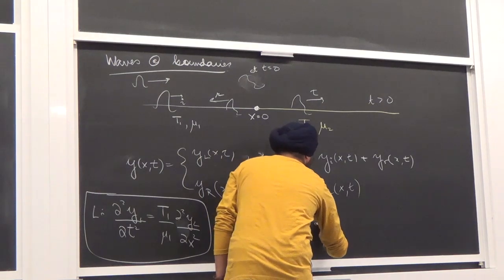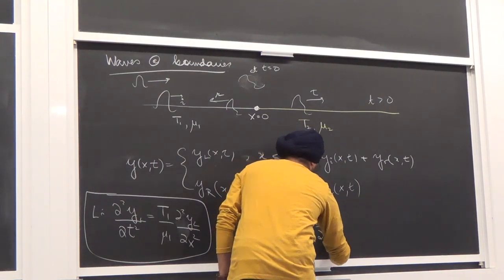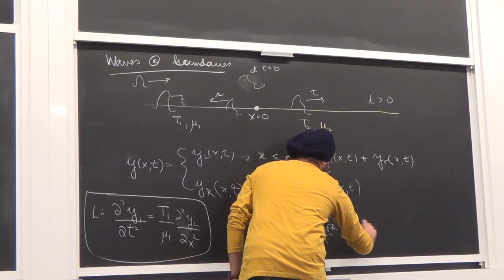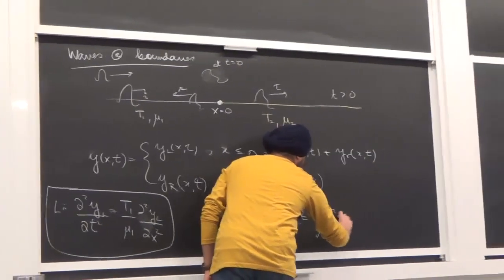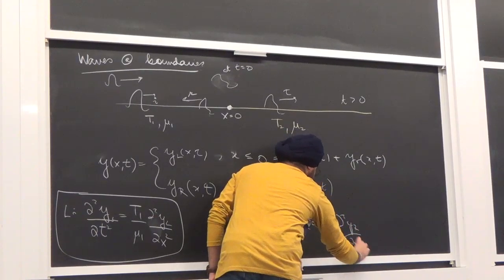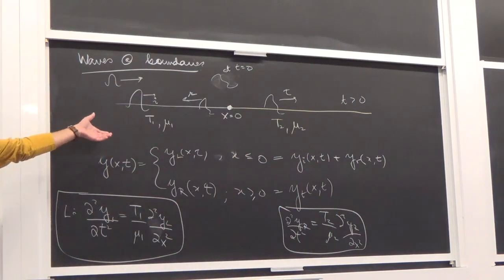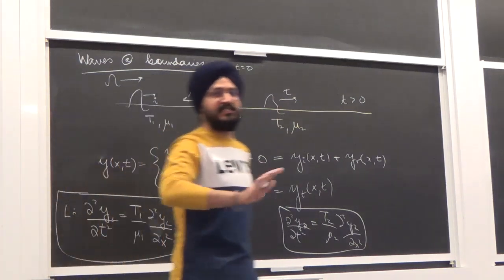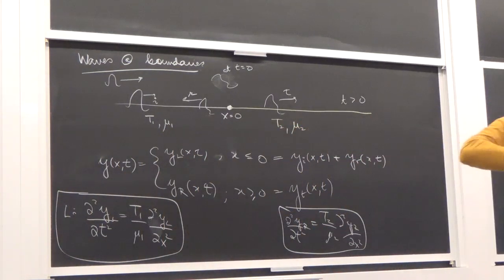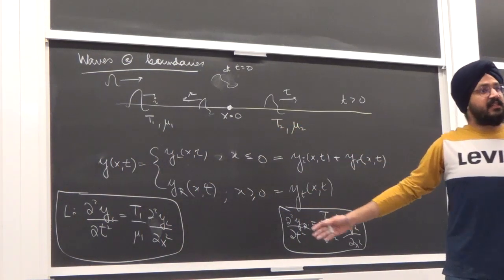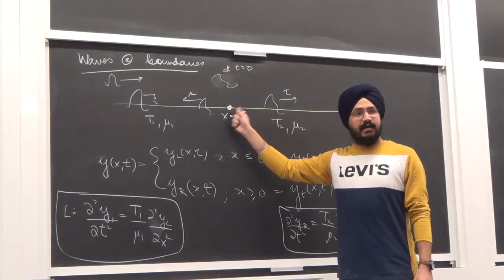The right side equation is partial squared y over partial t squared on the right equals T2 over mu 2 times partial squared y right over partial x squared. So individually, on both sides, the wave is doing its thing. It's just propagating by these wave equations. The funkiness happens at the junction.